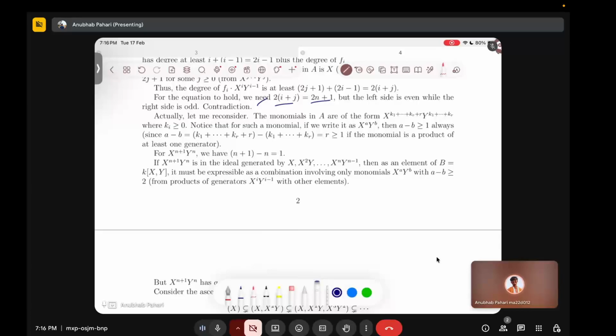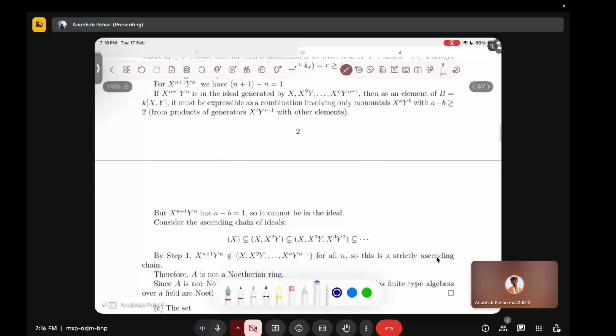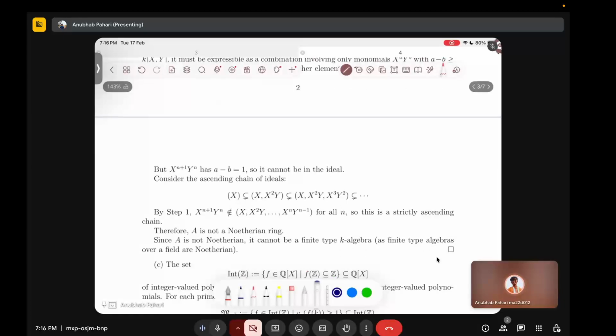Now for x^(n+1) y^n, we have n plus 1 minus n equals 1. And if x^(n+1) y^n is in the ideal generated by x^2 y and x^n y^(n-1), then as an element of B equals k[xy], it must be expressible as a combination involving only monomials x^a y^b with a minus b greater than or equal to 2. But again, x^(n+1) y^n has a minus b equal to 1, and so it cannot be in the ideal.